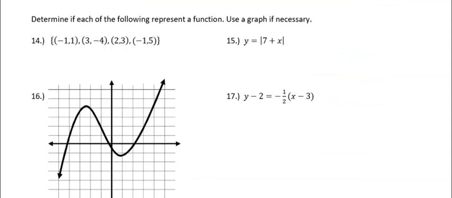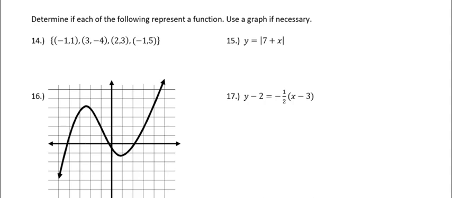For these guys, determine if the following represent a function, use a graph if necessary. And so remember, for something to be a function, it means that every input has to have exactly one output. And so as I look at this first one, just a set of ordered pairs, I look for inputs that have two different outputs. If I find an input that has two different outputs, an x that has two different y's, then the thing's not a function. Every input, every x has to have only one y.